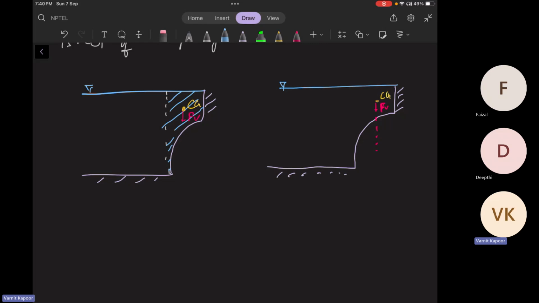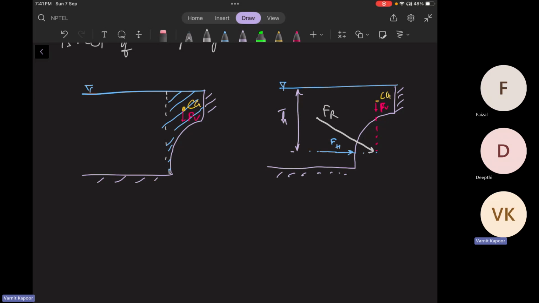And this will be your horizontal force, FH. And your net resultant will be somewhat like this, FR. Okay, and this distance is how much? H bar.